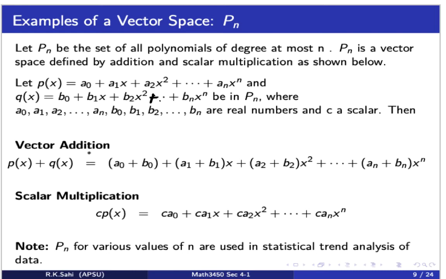Then for vector addition, basically we're adding the like terms. If you remember adding polynomials a very long time ago, guys. So we're adding the constant a0 to b0, then adding a1 plus b1, which have x next to them, then a2 plus b2 times x squared, plus dot dot dot plus an plus bn times x to the power n. A scalar multiple is basically multiplying a constant c to every term inside this polynomial p of x: c times a0 plus c times a1 x plus c times a2 x squared, dot dot dot, c times an x to the n.